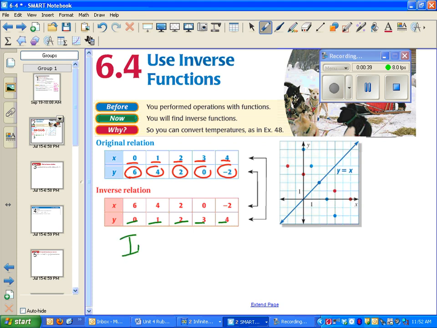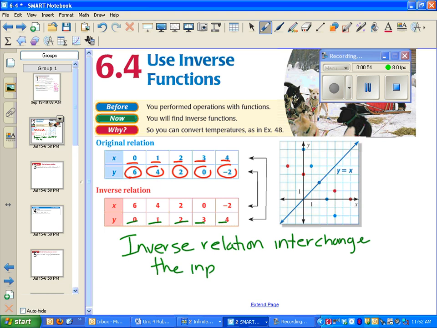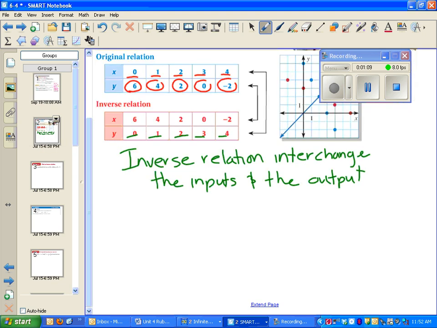So write that down. An inverse relation interchanges the inputs and the outputs, basically the input and the output values. All right, so the domain and range also switch.